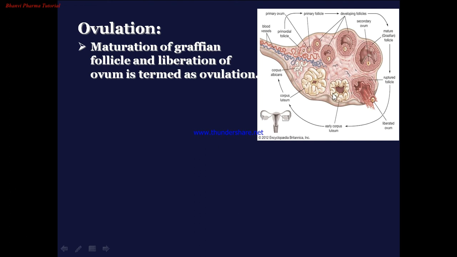The corpus luteum is converted into the early corpus luteum. That early corpus luteum is converted into the liberated ovum, and rupture takes place. This is known as the ruptured follicle. Now see the diagram of the process.